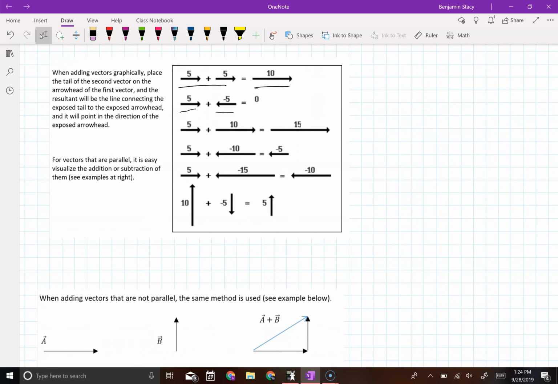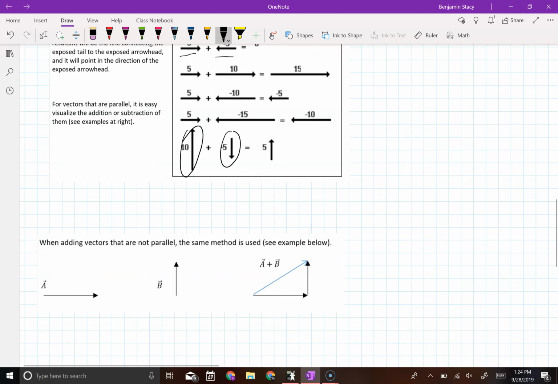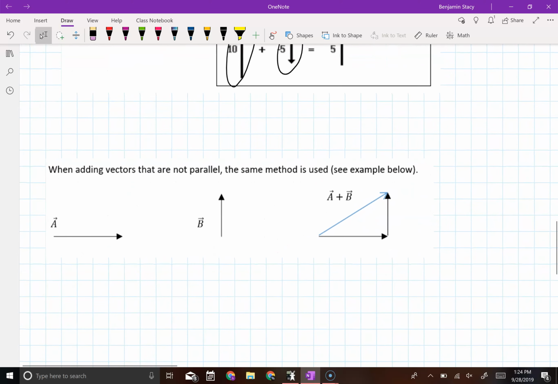Same thing if you have them both in the vertical direction. You'd add them tail of the second one to the arrowhead of the first, draw the remainder from the exposed tail to the exposed arrow, and you add them just arithmetically because they're already in the same direction. No problems there. When they're not parallel, we want them to be perpendicular because that makes it easier. So when they're not parallel, like these here, vectors A and B are perpendicular, we use the same method, but you can't just add their values to get the total resultant vector's magnitude.